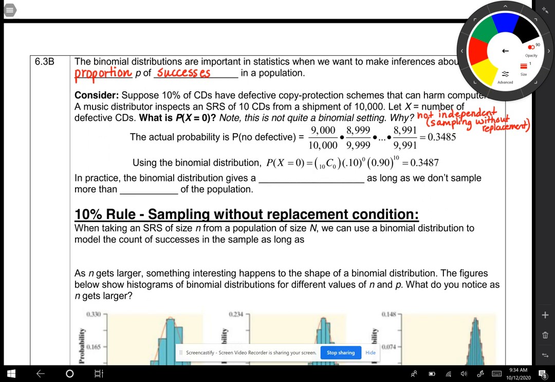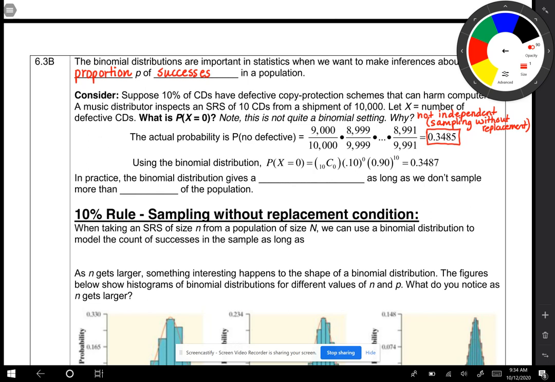Now you're going to start with that, the first one that you'd look at. Then the second one, you'd have one less. So you have 9,999 CDs and one less in the numerator, 8,999 would not be defective. You do that all the way up until you get 10 CDs, and your 10th CD is your 8,991. So from 9,000 to 8,991, that's 10 CDs. So you do the calculations, you multiply all the numbers, and you get 0.3485 as your actual probability because you can't use the binomial probability.